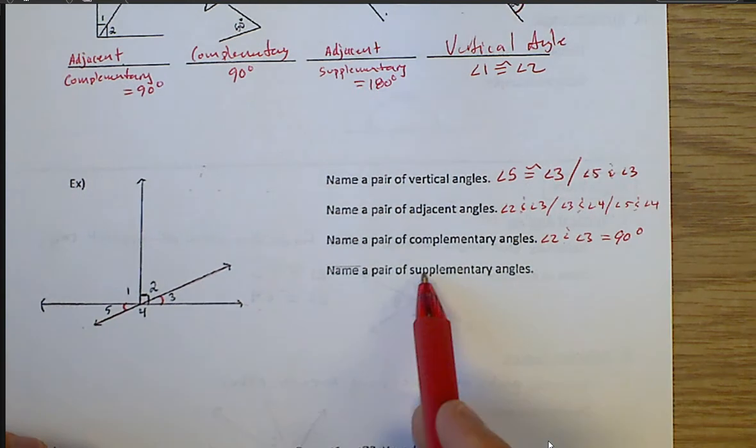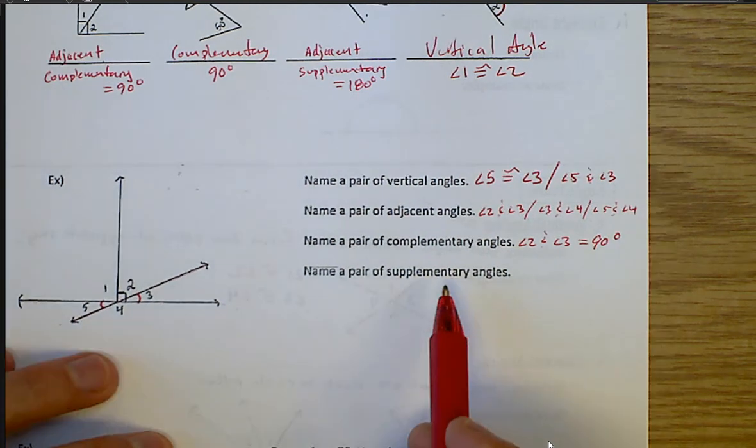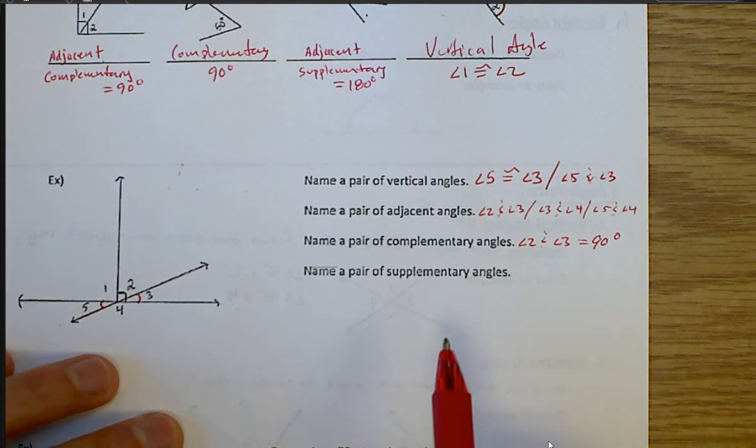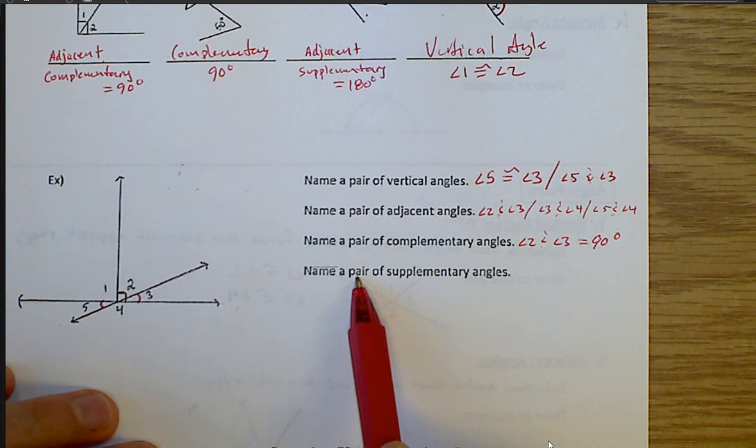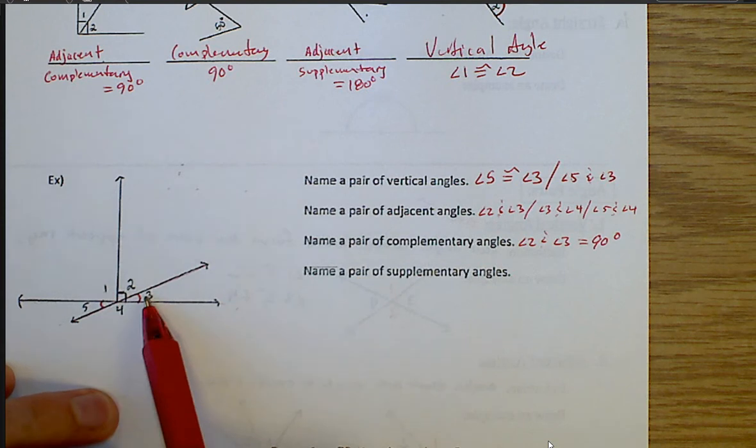Name a pair of supplementary angles. So let me tell you what students will do wrong here. A lot of students will say 1, 2, and 3. Well, that's correct, but that's not a pair. A pair is 2. So 1, 2, and 3, yes, it does make 90. We just want a pair.